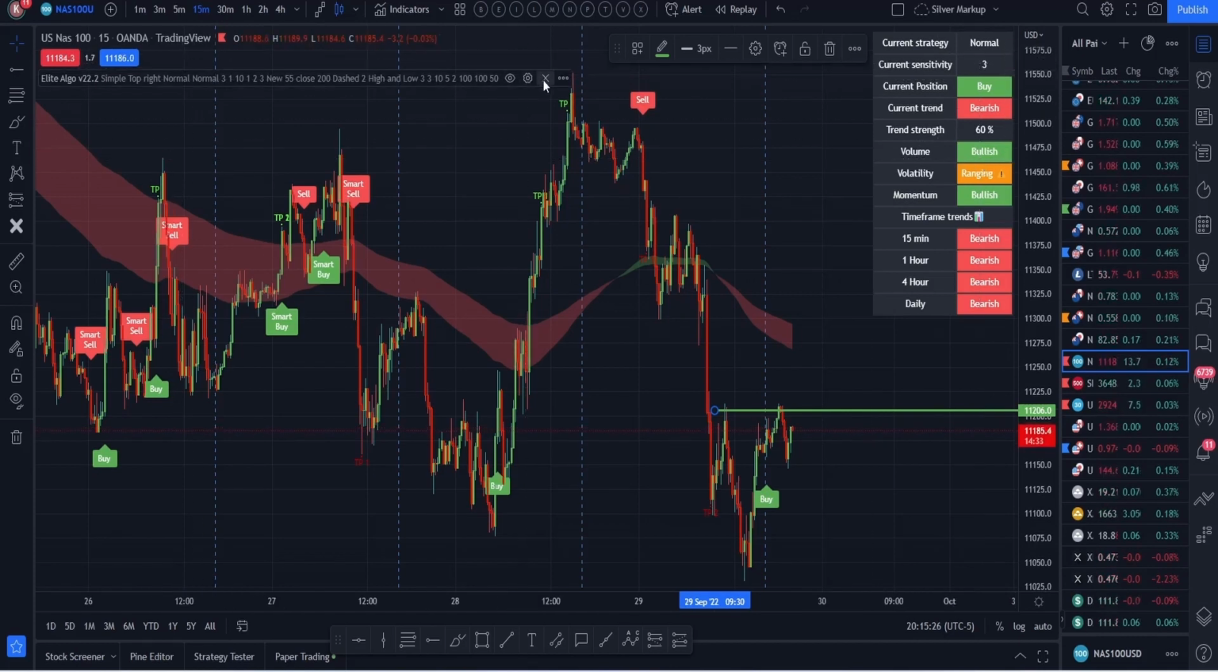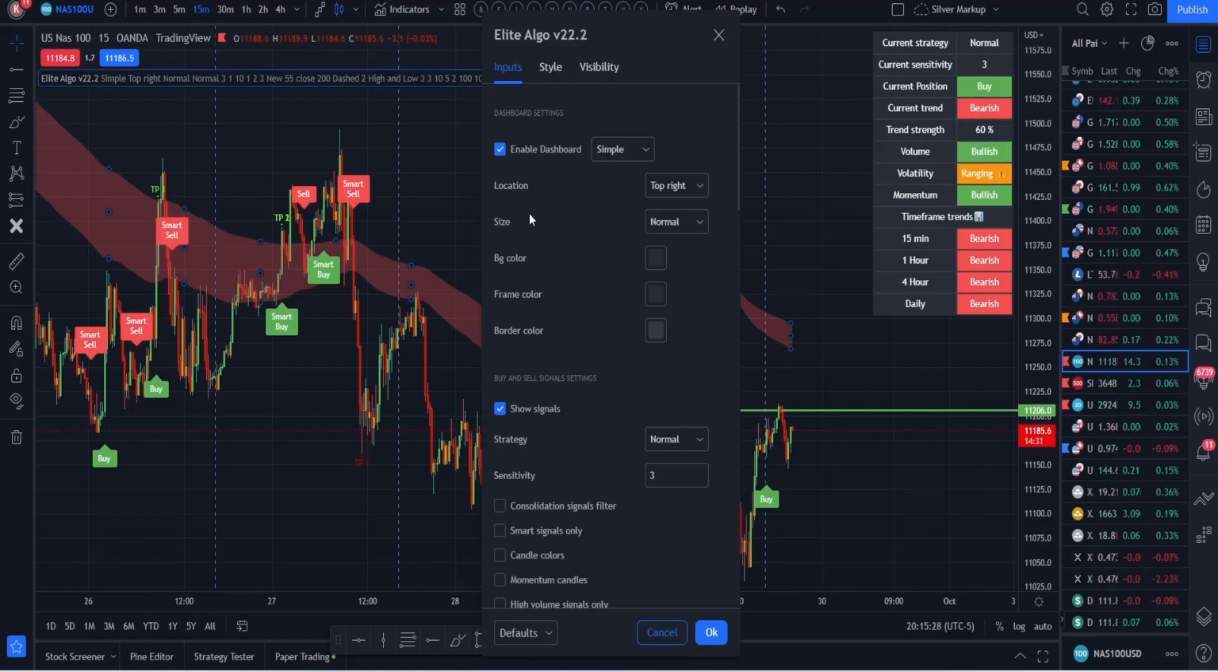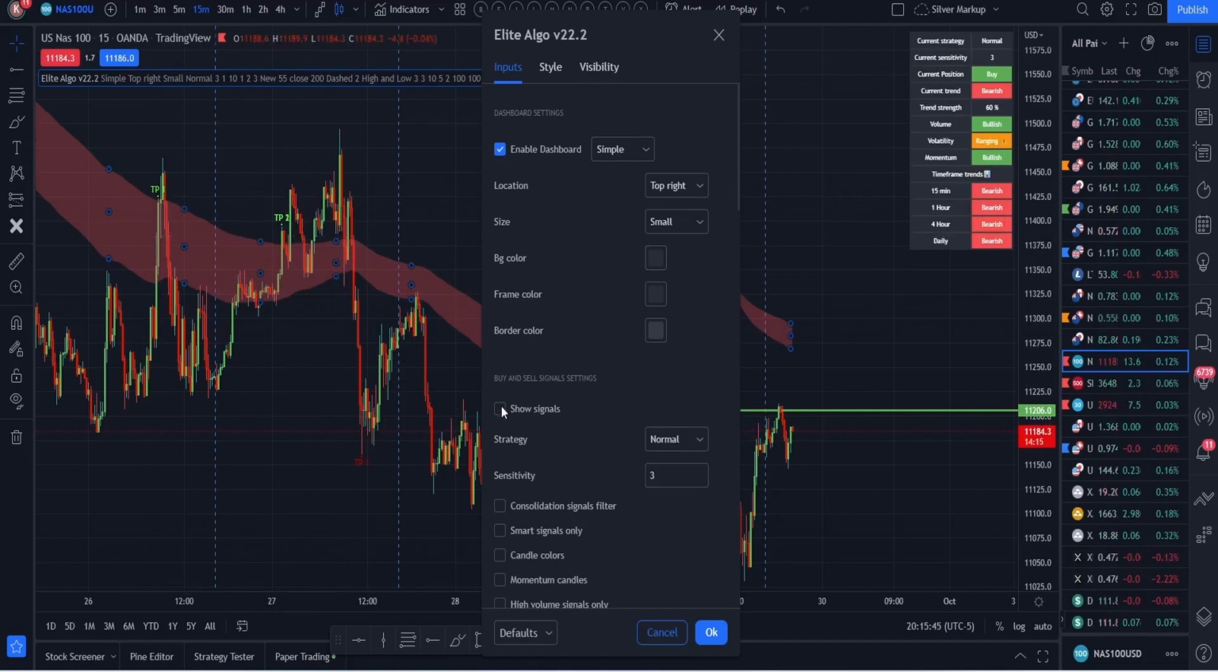So let's go to the next part of the Elite Algo system. We'll leave the dashboard on, we're just going to make it smaller. So obviously the show signals is going to make appear or disappear this smart sell, smart buy, all the buy signals. You definitely want to always have that on.